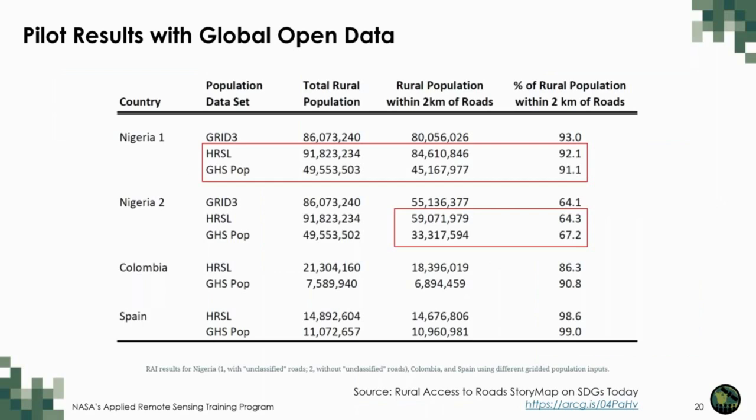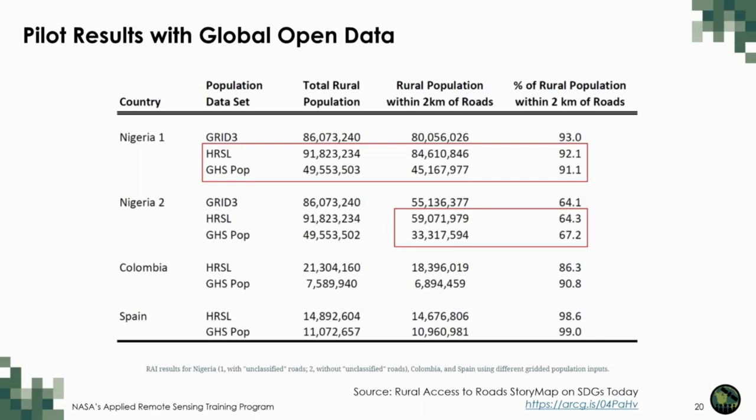As a proof of concept, Season computed the RAI for Spain, Nigeria, and Colombia using the global data methodology just described. The results showed that while the counts of rural population differed greatly, as seen in columns 2 and 4, especially between HRSL and GHS POP, the RAIs were remarkably consistent regardless of the population input. A possible explanation for this discrepancy is that GHS POP allocates population only to areas defined as built-up areas, and therefore tends to underestimate the total rural population.